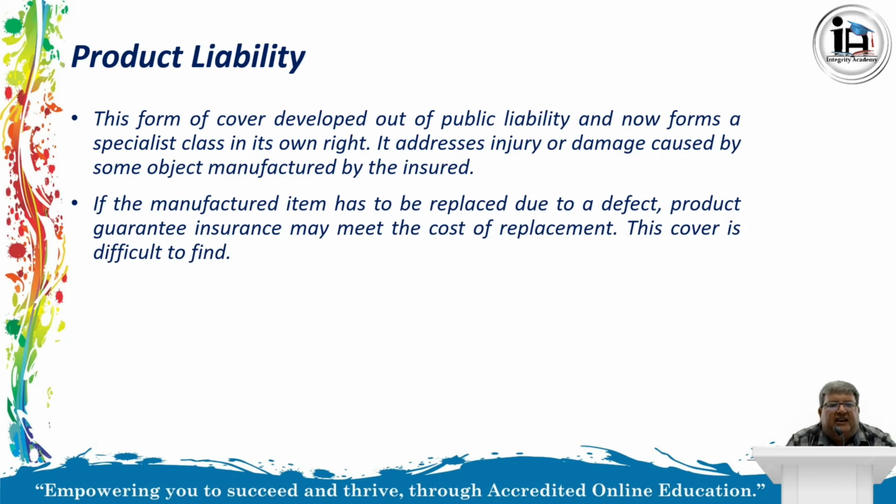Product liability. This form of cover developed out of public liability and now forms a specialist class in its own right. It addresses injury or damage caused by some object manufactured by the insured. If the manufactured item has to be replaced due to a defect, product guarantee insurance may meet the cost of replacement, and this cover is difficult to find. Yes, so cover for defect items is not very easy to find.